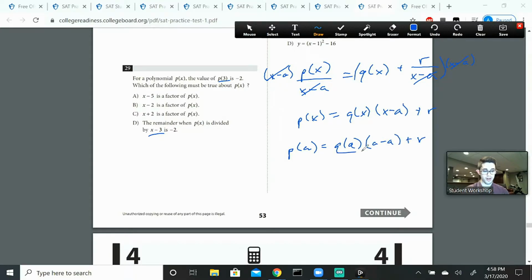Now we don't care what q of a is, could be anything. What we do care about is that a minus a equals 0, so this times 0 also goes to 0, and we end up with P of a being equal to r. And so for any polynomial, when you divide it by x minus some number, the remainder is going to give you the actual value at that number, the y value at that number.